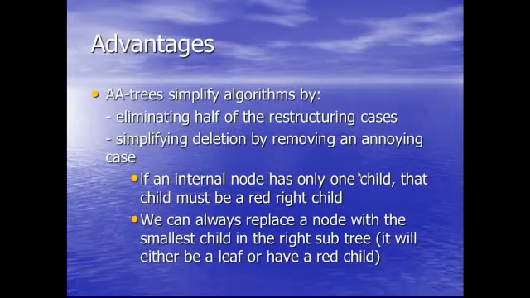Now, what are the advantages of AA trees? AA trees simplify algorithms by eliminating half of the restructuring cases, and simplify deletion by removing an annoying case, that is if an internal node has only 1 child, that child must be a red right child. We can always replace a node with the smallest child in the right subtree, and it will either be a leaf or have a red child.